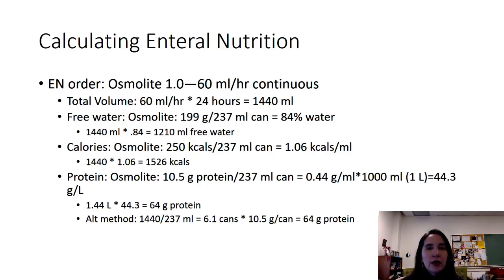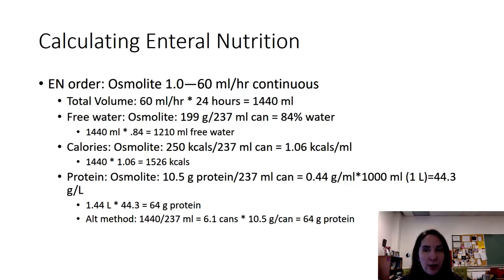but we know that it's going continuously on a pump. To calculate the total volume, we'll assume that it will be for 24 hours. And so we multiply 60 mLs per hour times 24 hours in a day, and we get 1,440 mLs total volume. To determine the free water provided by the formula, you will need to look up the percentage water on the formula. Osmolite is an Abbott product.